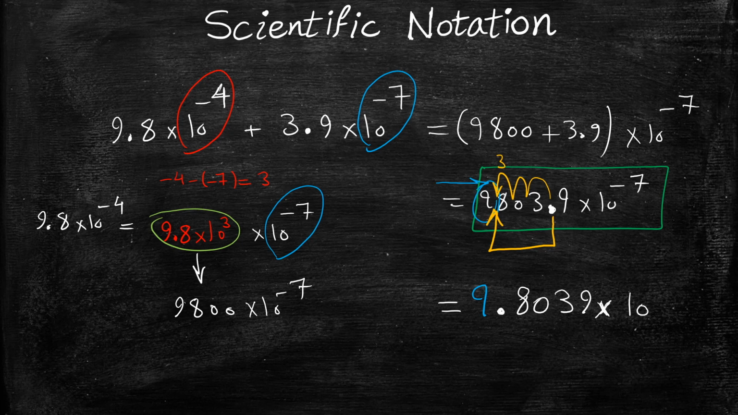So that will be 10 to the power of negative 7, it was originally negative 7. Now we want to make it 3 units larger, so negative 7 plus 3. This would be 9.8039 times 10 to the power of negative 7 plus 3, that's negative 4. This is the final answer represented in scientific notation.